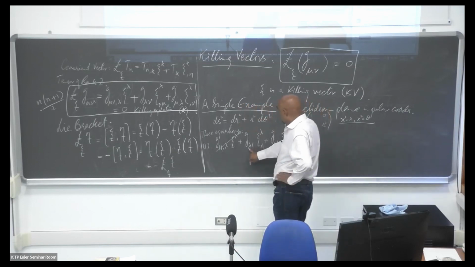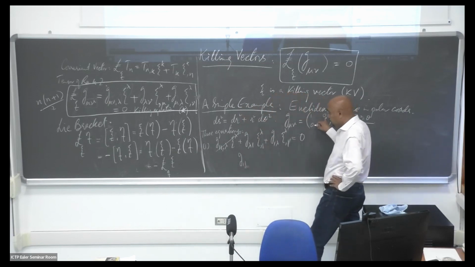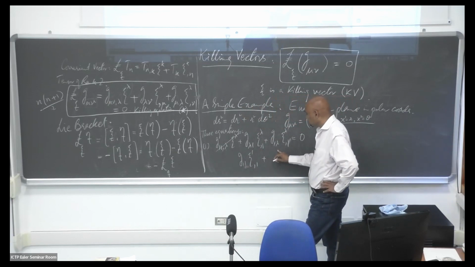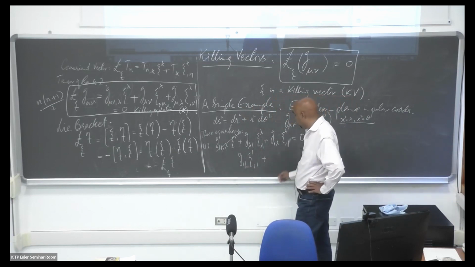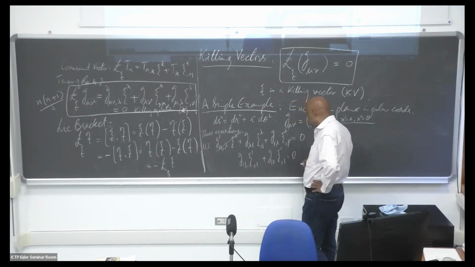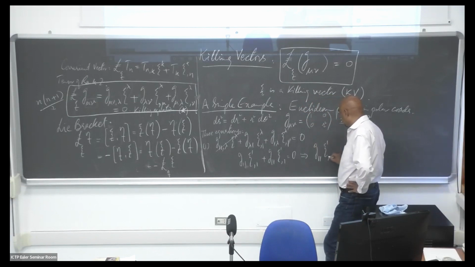Okay, so we can only put this 1 here. We cannot put 2 because this is a diagonal matrix in this example. And xi 1 comma 1 plus here also this only, d11 xi 1 comma 1 equal to 0. And this means we have this equation: xi 1 comma 1 equal to 0. This is our first equation.